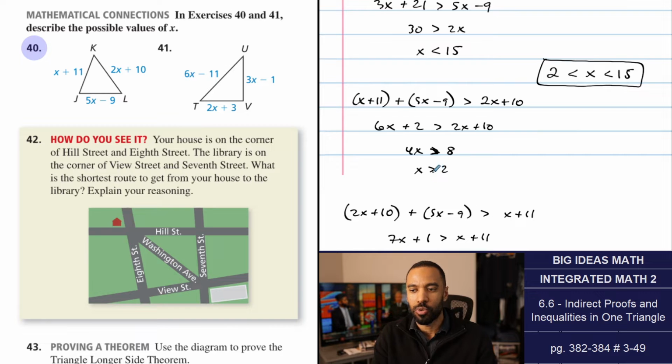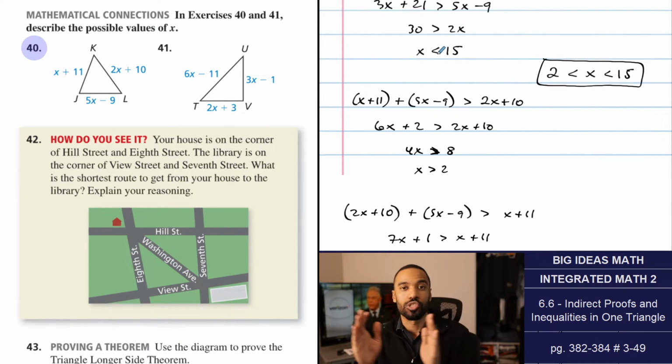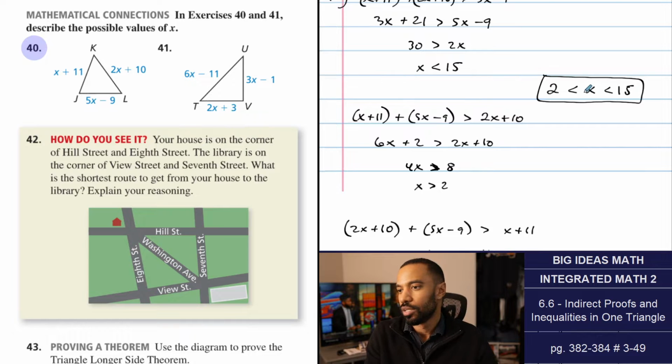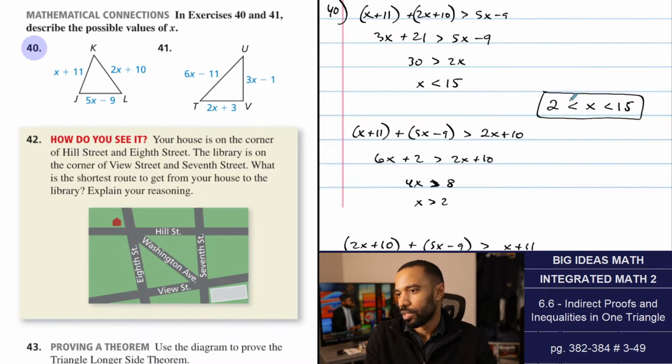And if x has to be greater than 2 in one of my restrictions, then I have to constrict myself as much as possible. If there's a restriction there, I need to apply it if it's within that range. That looks like number 40. All good there. All right, let's go to 41.